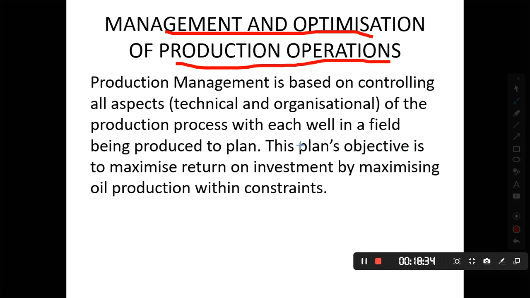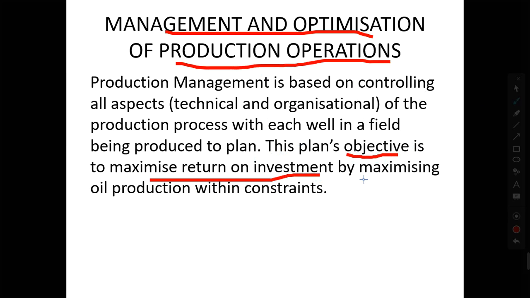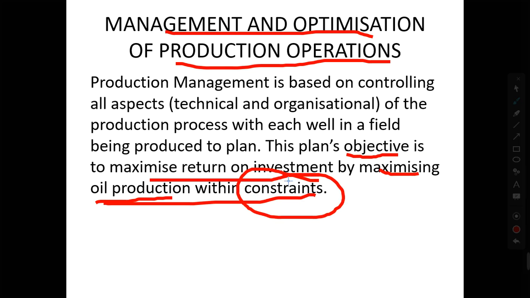Okay, as a production engineer, our objective is to maximize the return on investment by maximizing oil production within the constraints we have. So as a production engineer, especially when you are sitting in the office, your job is to maximize the oil production, because more oil means more money. Okay, and whatever constraints you have, for example, you are limited by the number of wells, maybe your separator design is not good, maybe you have pipeline limits, maybe the reservoir is producing asphaltene or wax, or maybe there are flow assurance problems.